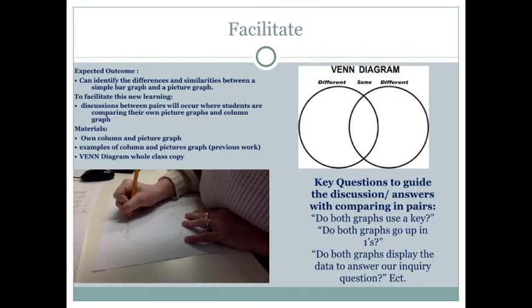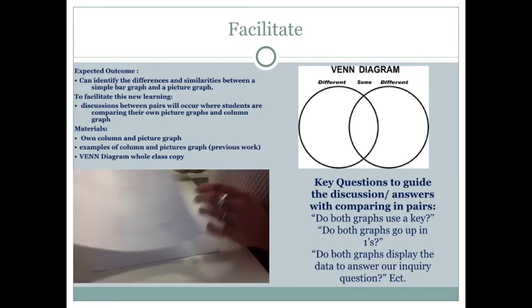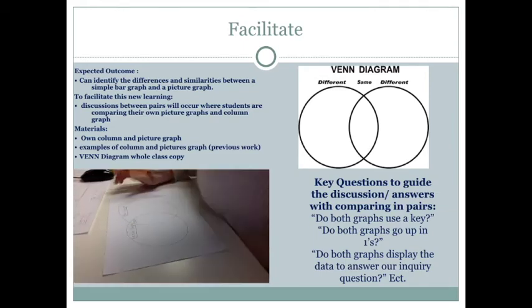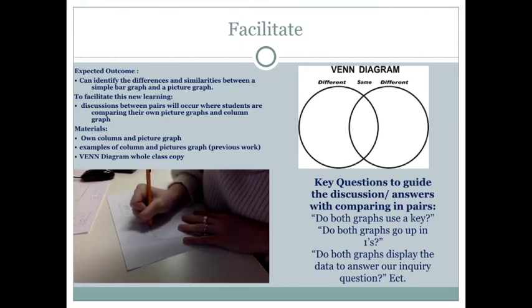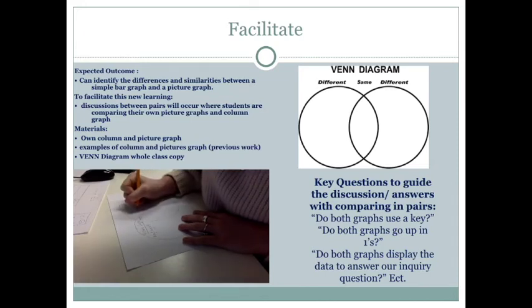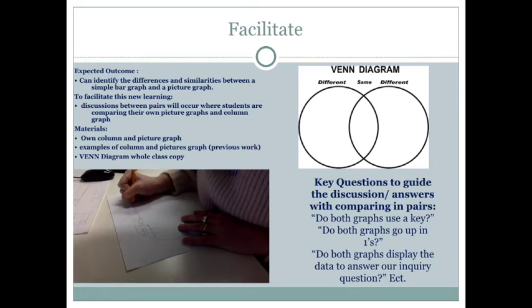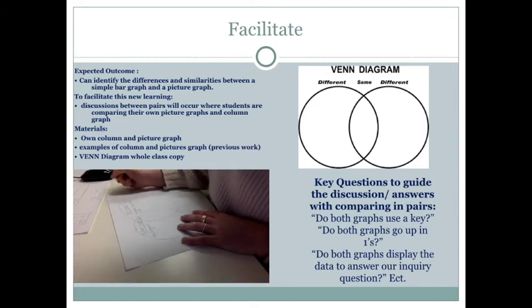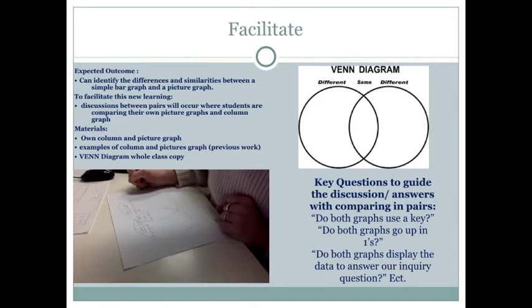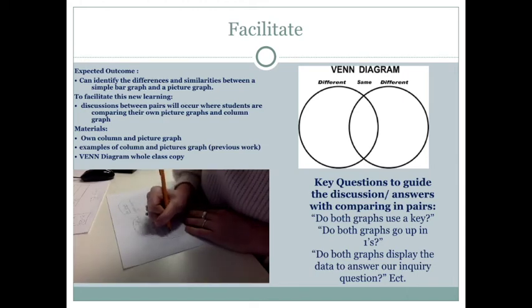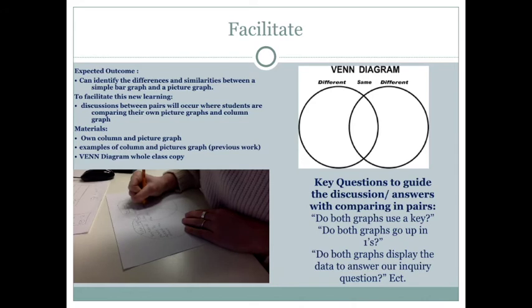These questions will include, do both graphs use a key? Do both graphs go up in ones? Do both graphs display the data to answer our inquiry question? Do they both have the same titles used? Do both graphs display the same data as seen in the tables? This will be done in order to facilitate the critical thinking and guide the answers that are expected in the Venn diagram. At the end of the think, pair and share, the teacher will bring the class together and get students to share their answers.